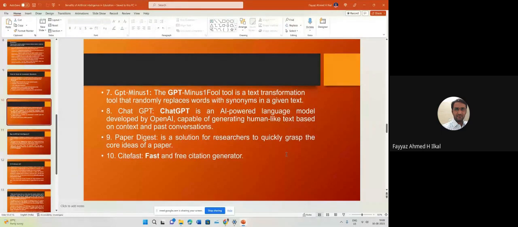And then there is another very useful tool, that is GPT Full tool. It is a text transformation tool that randomly replaces words with synonyms in a given text. I will not show you the interface because we are running short of time already. Another speaker is waiting for his turn. And then ChatGPT, which you all are aware of, and then Paper Digest, and then CiteFast. So these are a few free artificial intelligence tools which you can use for academic research.